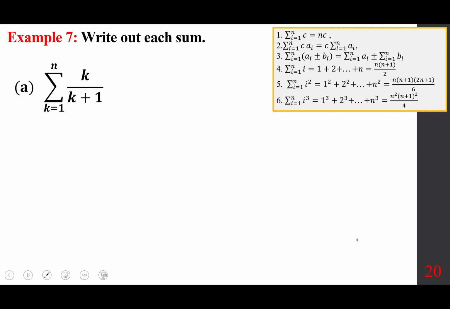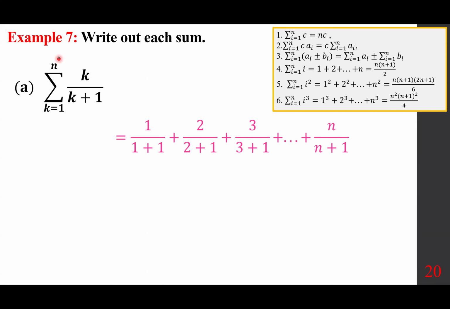All right, we want to write them out, so it's not about evaluation. Just plug in k equals 1, you get 1 over 1 plus 1. Then 2 over 2 plus 1, 3 over 3 plus 1, 4, all the way to n. So that's what they want us to write. Of course, we know this is 1/2, this is 2/3, this is 3/4, but that's how they want us to write, because we are just writing out.